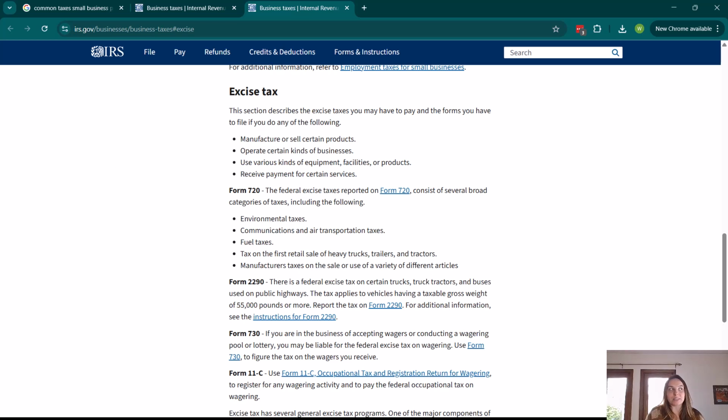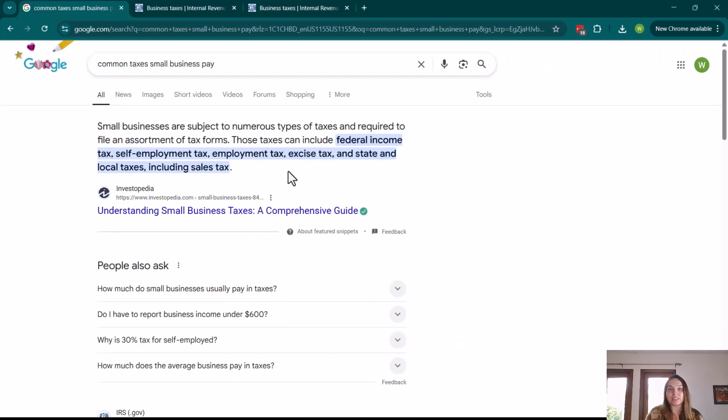Excise taxes are industry specific. So not all businesses are subject to excise taxes. You might be subject to excise tax. I'm not going to go through this just because it's very industry specific and you'll need to look based on your industry, determine if you're subject to any of these. So excise tax is one.